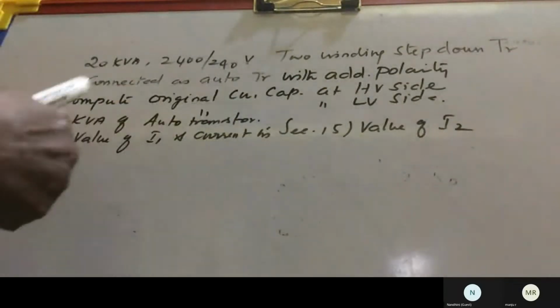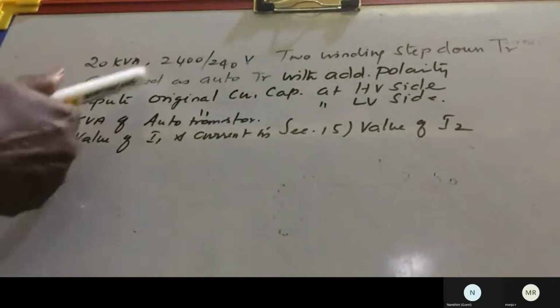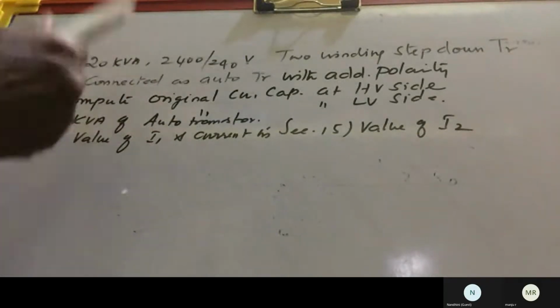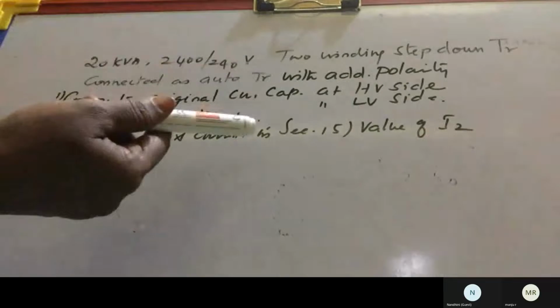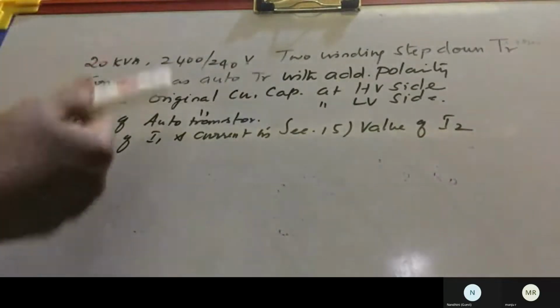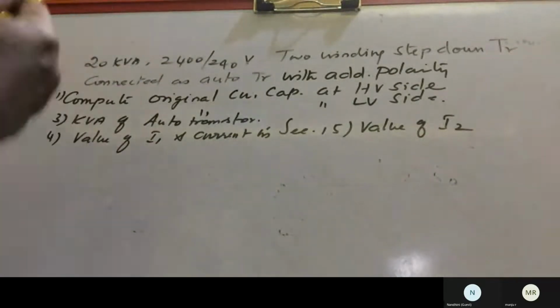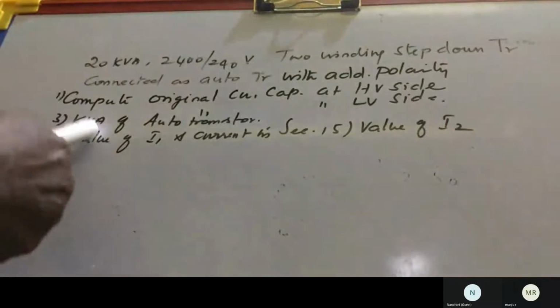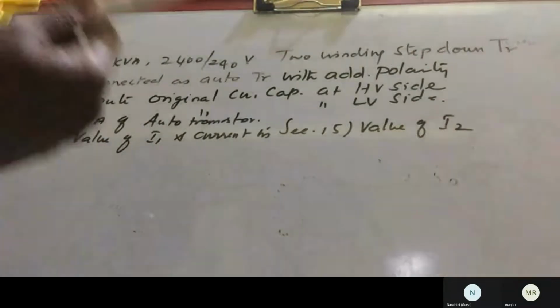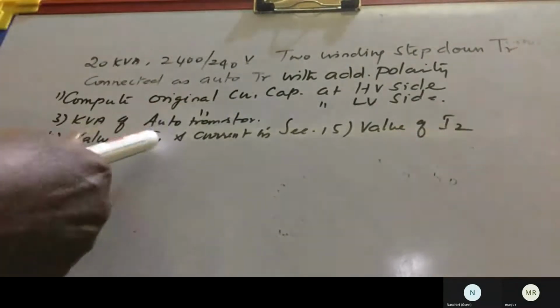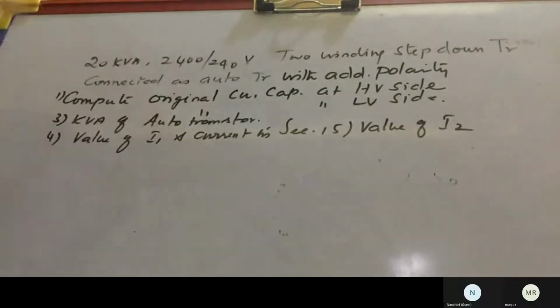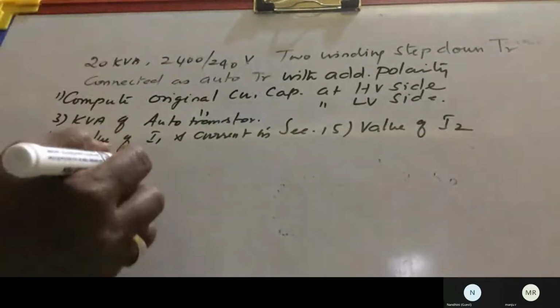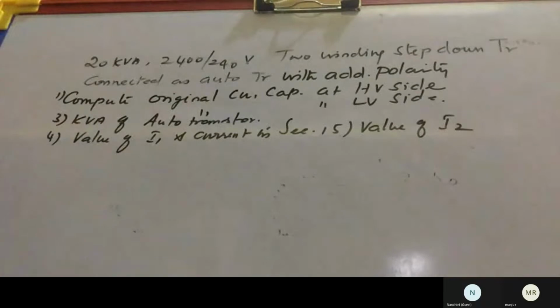So these are after conversion. First we compute the high voltage side current and low voltage side current, then convert into the kVA rating of the auto transformer. Then in that auto transformer we have to compute the value of I1 and I2 and the current in the secondary. That is the current, which we consider for additive polarity.